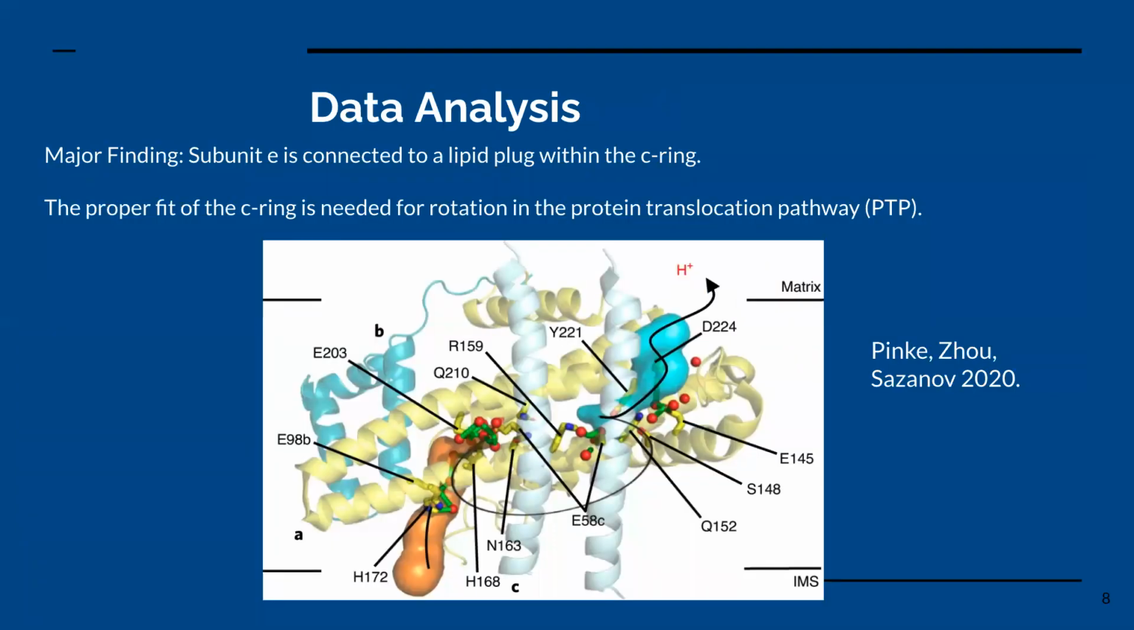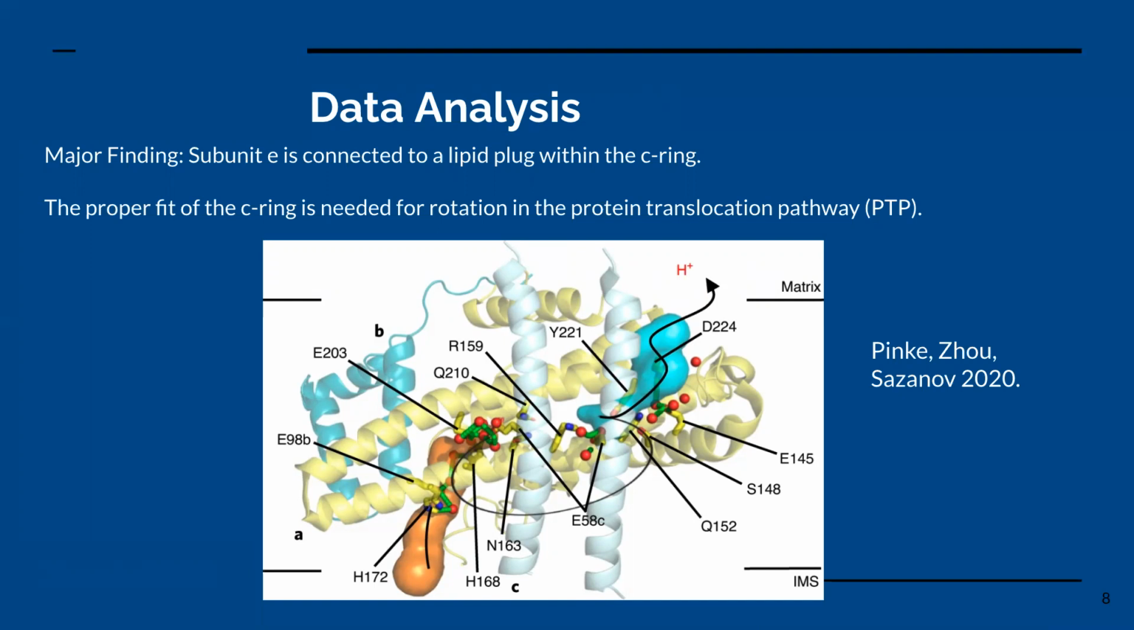So the major finding of this experiment was that subunit E is connected to a lipid plug within the C-ring. This is important because with one anchor at F1 via OSCP subunit and another anchor being at this new C-ring via subunit E, the ATP ACE is able to rotate in a wheel-bearing system. This C-ring anchor further increases the stability of the ATP ACE and plays another role in the protein translocation pathway.